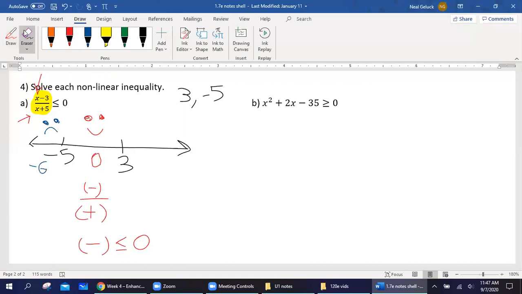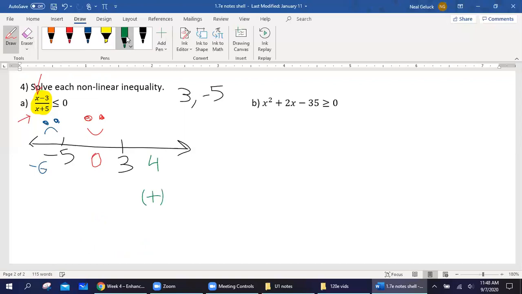And finally, I'll test something to the right of 3, like maybe 4. That would make the numerator positive. That would make the denominator positive. A positive divided by a positive is positive, but I wanted stuff that makes less than or equal to 0. So stuff over there did not work. So what worked were things between -5 and 3.